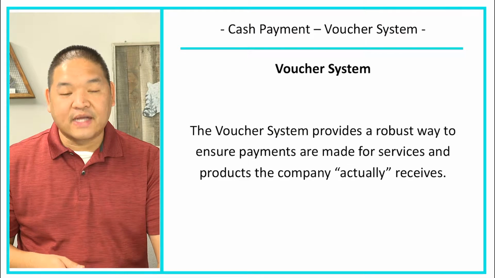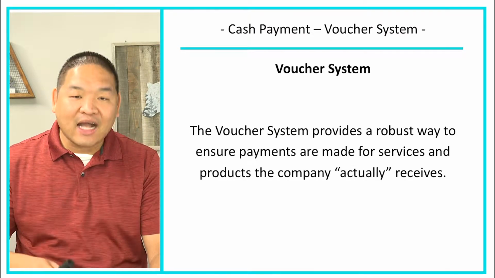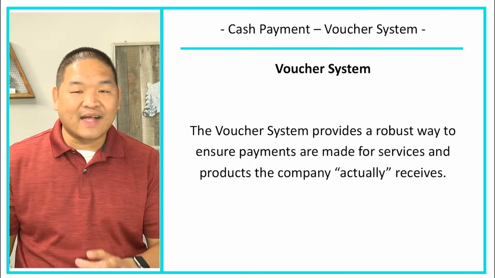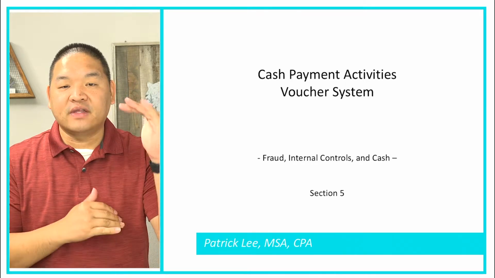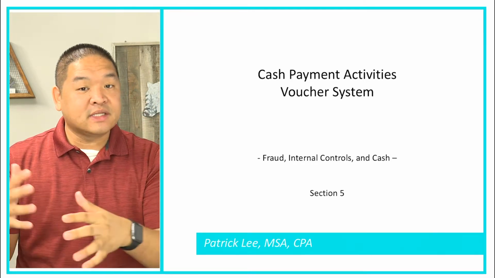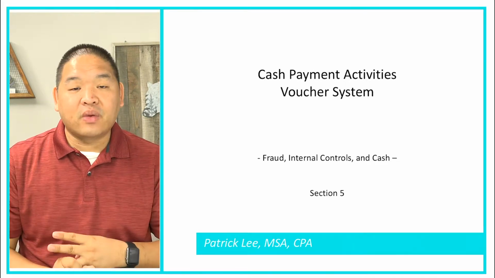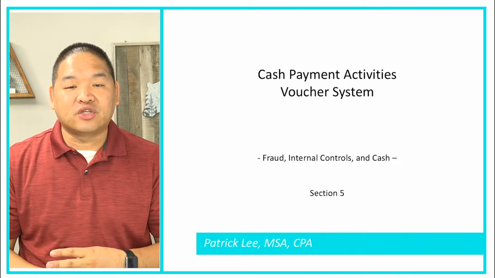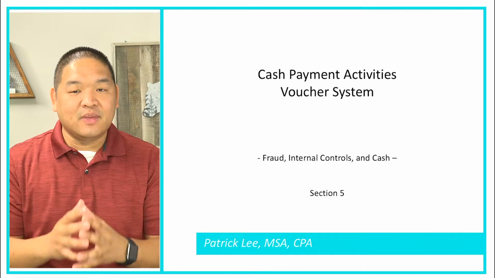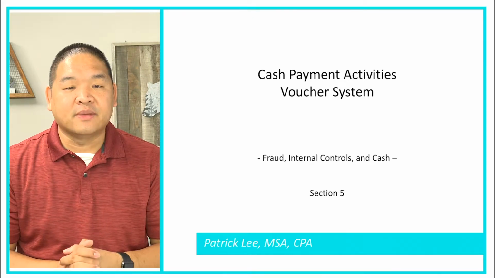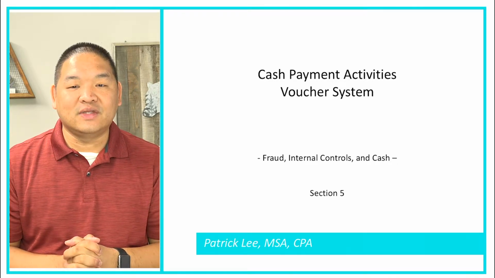Now, the voucher system provides a robust way to ensure payments are made for services and products that the company actually receives. So that's the key here, is that the voucher system really does provide us everything that we need to ensure that any payments that the company makes are appropriate and therefore the right amount, and that we got all the goods that we were expected to get based on our purchase requisition and then the sales invoice. So that is a look at the voucher system, an internal control activity piece that helps us control the amount of cash that we pay out. So hope you enjoyed this lesson, and we'll see you in the next video.